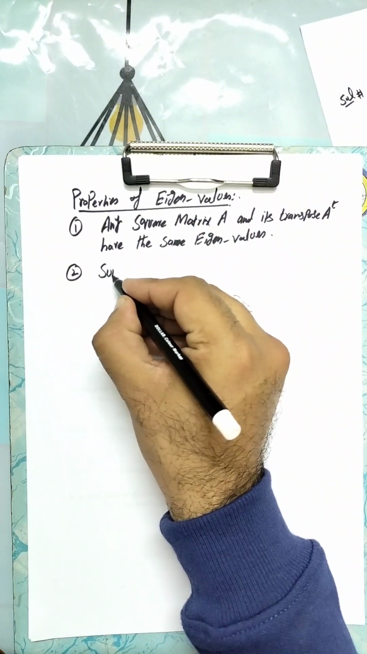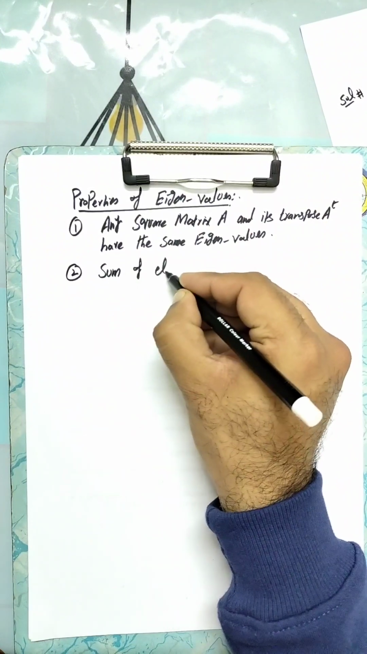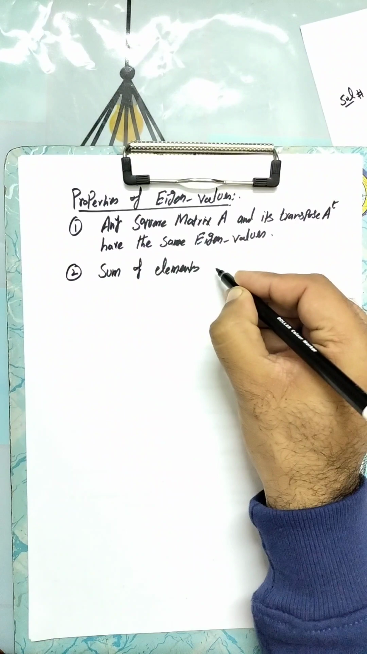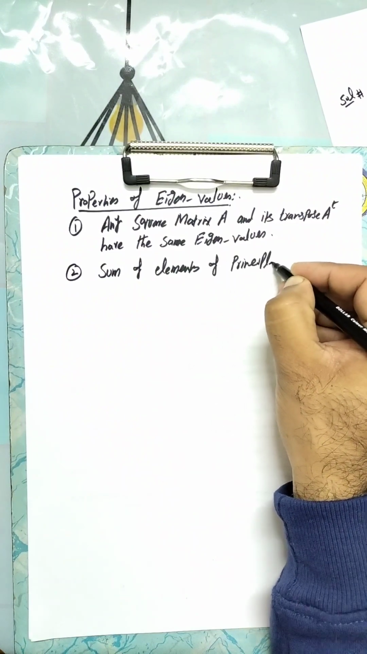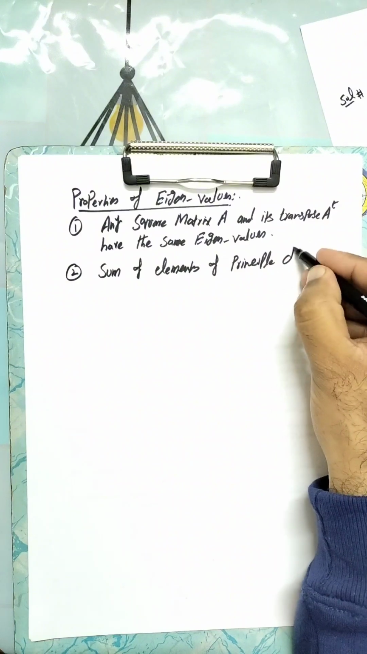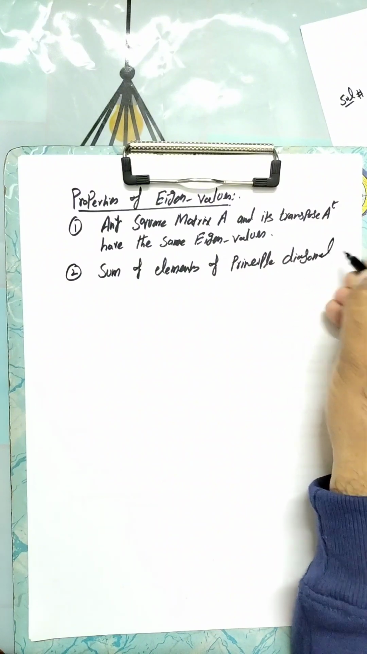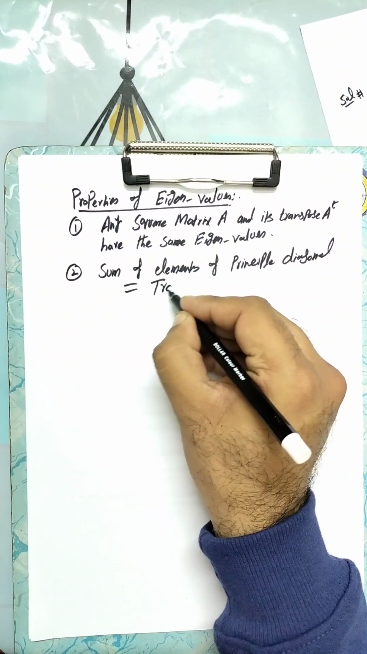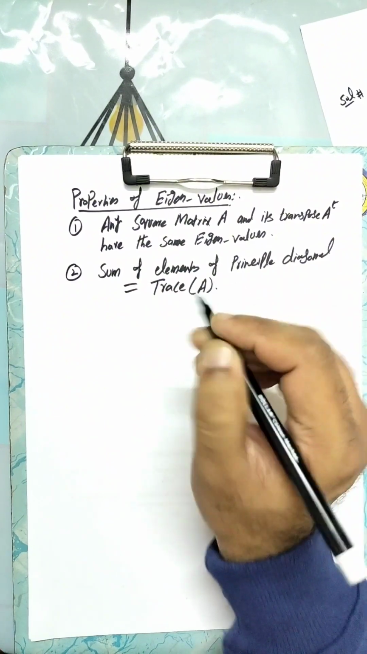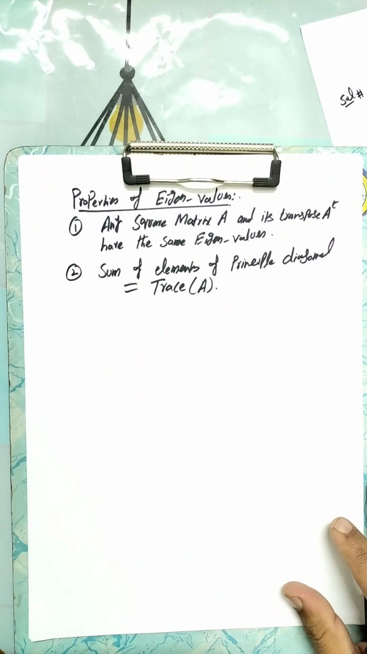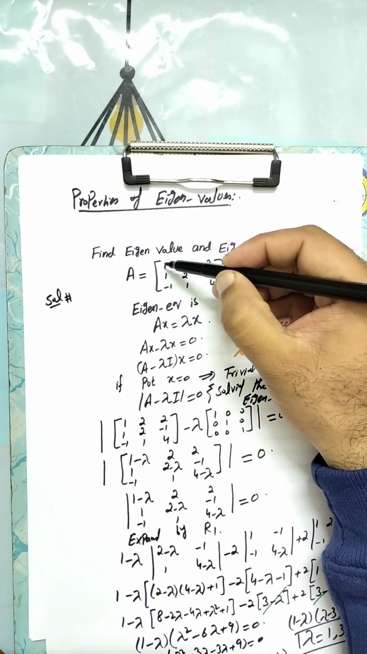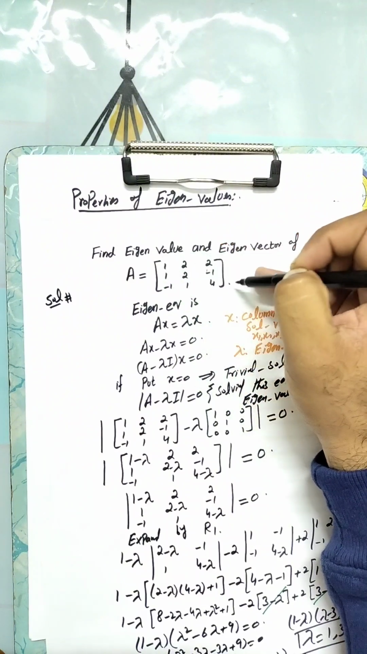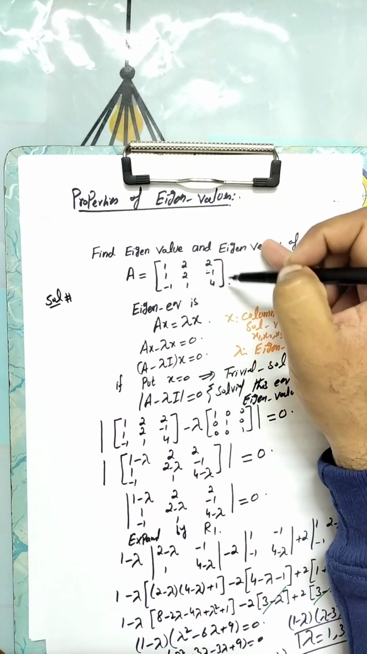sum of elements of principal diagonal is equal to trace of A. So in here we discuss the definition of trace of A. So trace of A is basically we add the diagonal elements, principal diagonal elements.